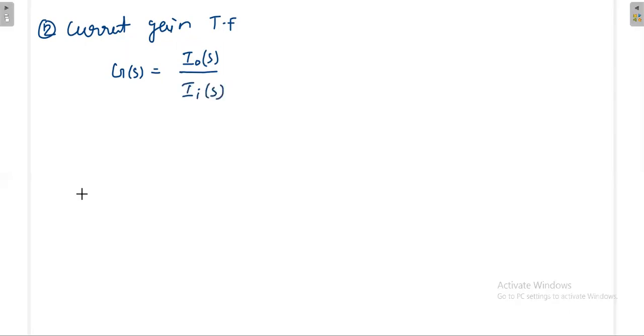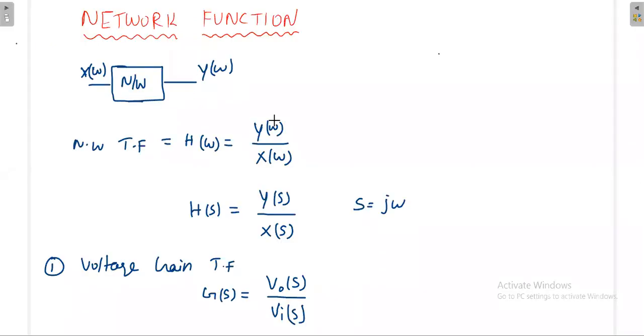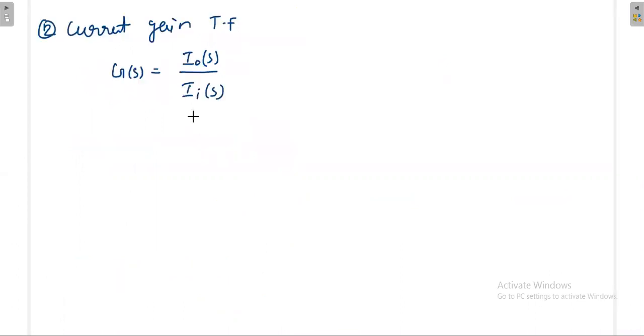Again, please note that everything we are writing is in the s domain. That means we are in the frequency domain. It is not a time domain equation, it is a frequency domain equation. Once it is in the frequency domain, you can write like this. If it is time domain, you cannot write directly y of t divided by x of t. That is not true, that is not possible. Only in the frequency domain, or s domain, you can write like this. S domain is also a frequency domain. Then I naught of s divided by I of s.